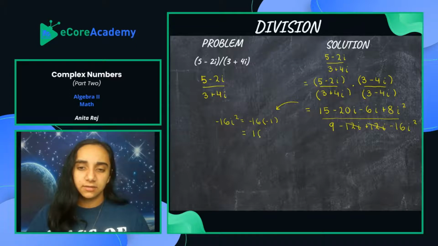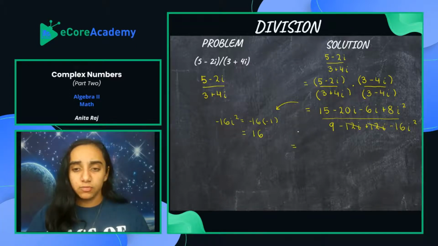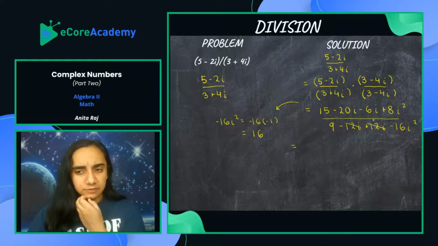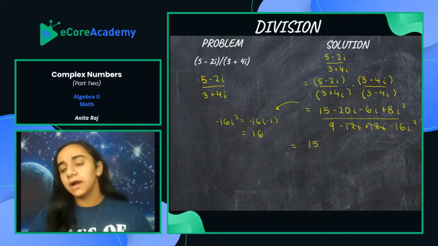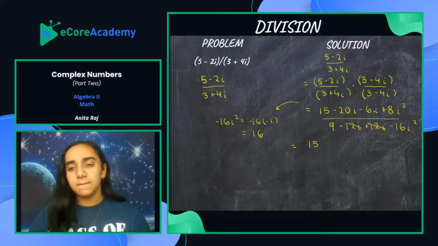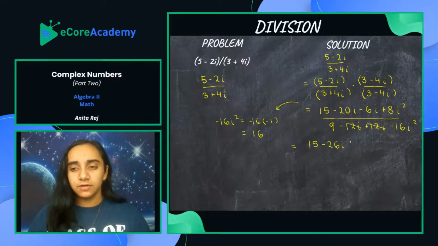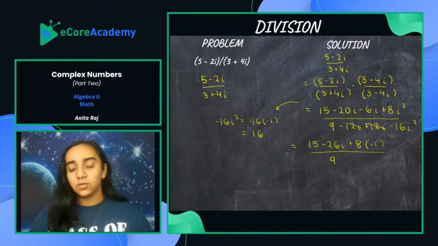So we can rewrite this whole problem. Let's simplify the top part first. We get 15. Let's combine the imaginary terms: negative 20i minus 6i gives us negative 26i. We have the plus 8i squared, which we can rewrite as negative 1. In the denominator, we get 9, the 12i terms cancel out because they have opposite signs, and negative 16i squared is positive 16, so we get plus 16.